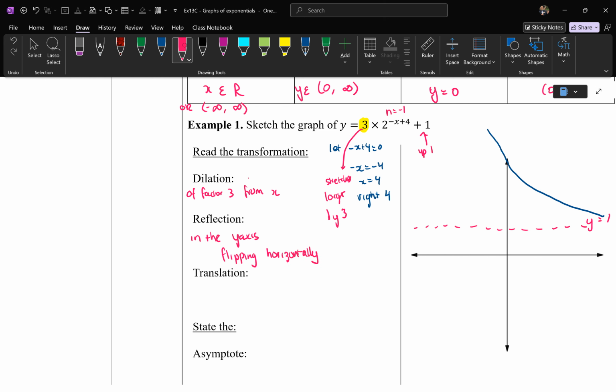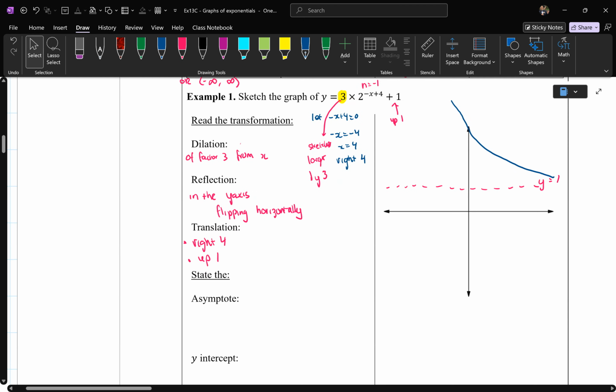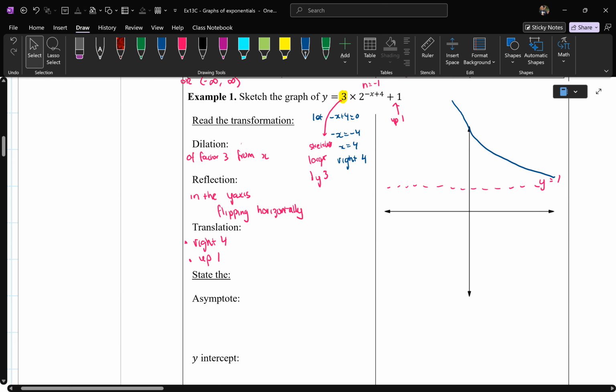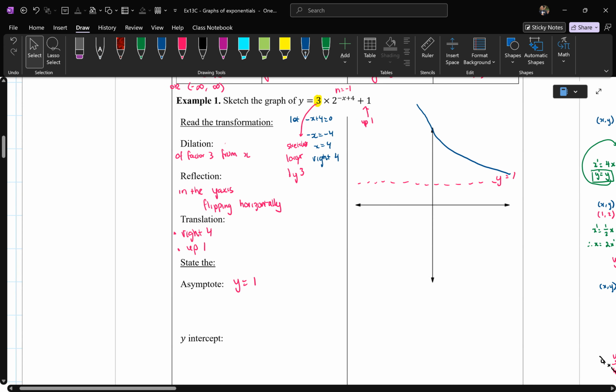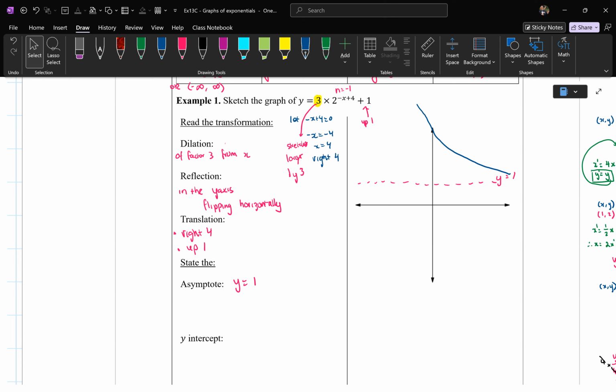Translation. We found that it moves to the right by 4 and it goes up by 1. Asymptote. The fact that you went up by 1, any vertical translation will affect the horizontal asymptote. So it now is at y = 1. Y-intercept. We can tell it changes. It's not 0, 1 anymore. The fact that it's gone up by 1, it couldn't have touched at 0, 1.